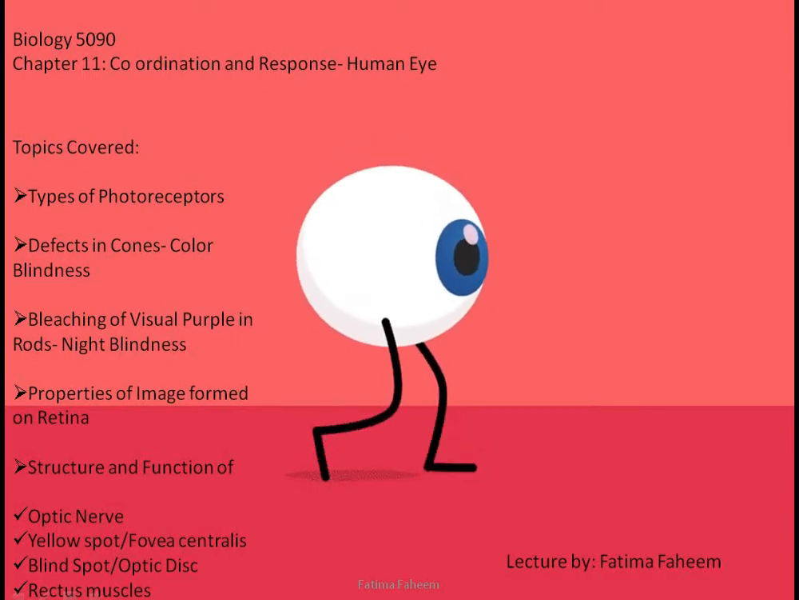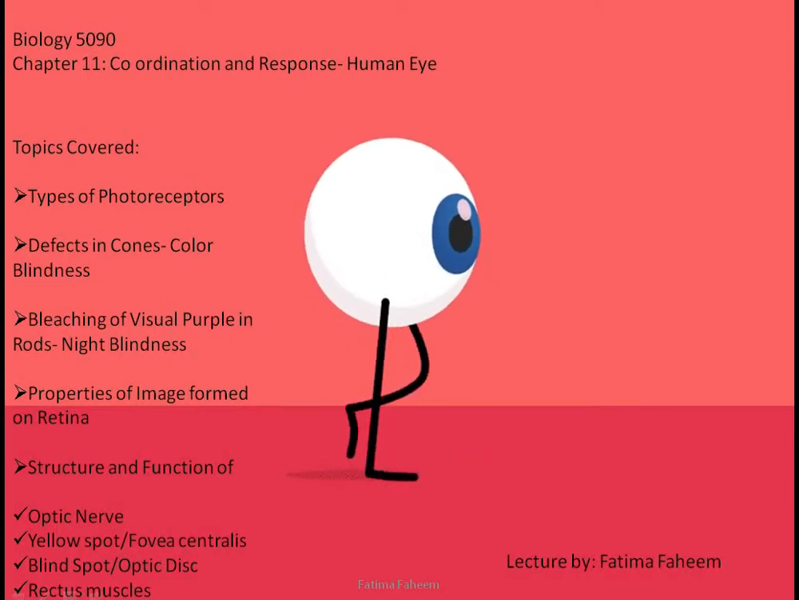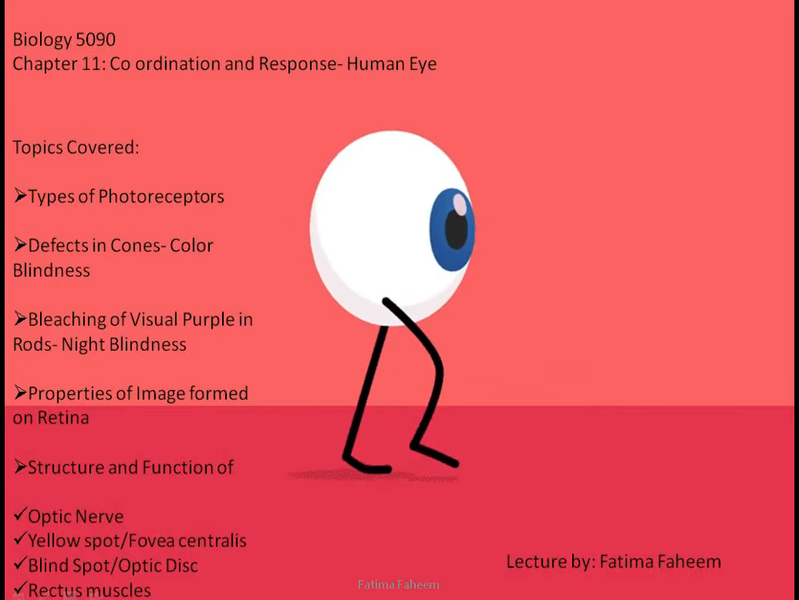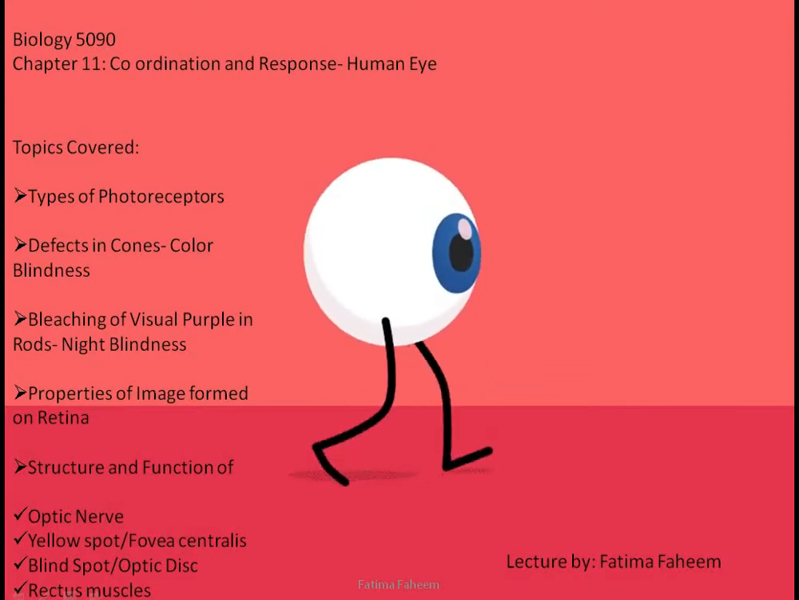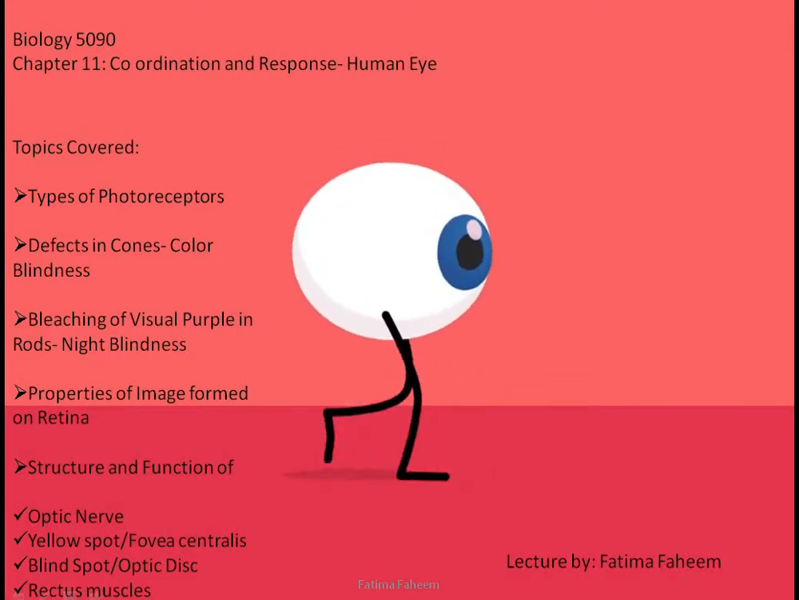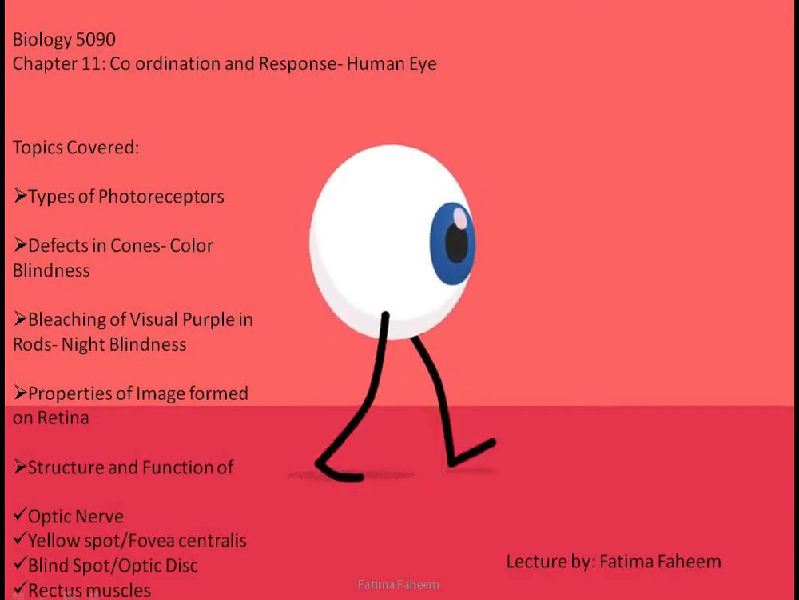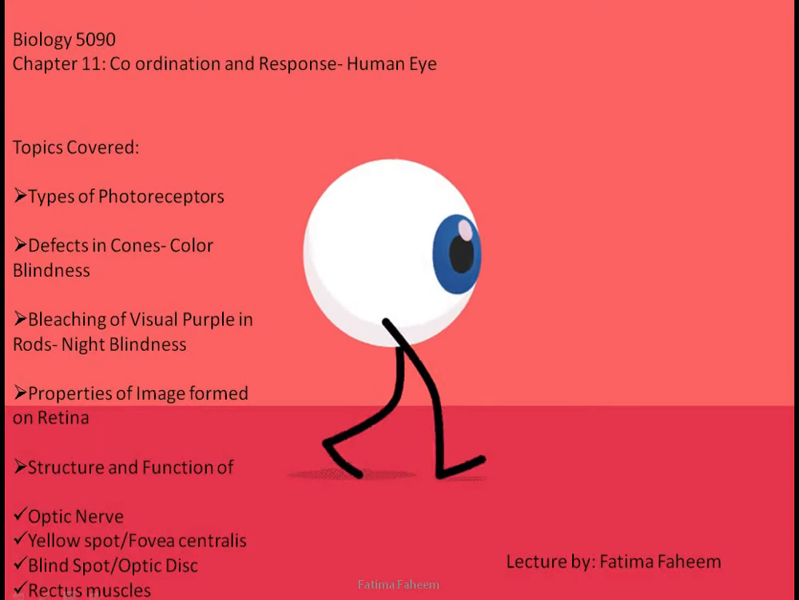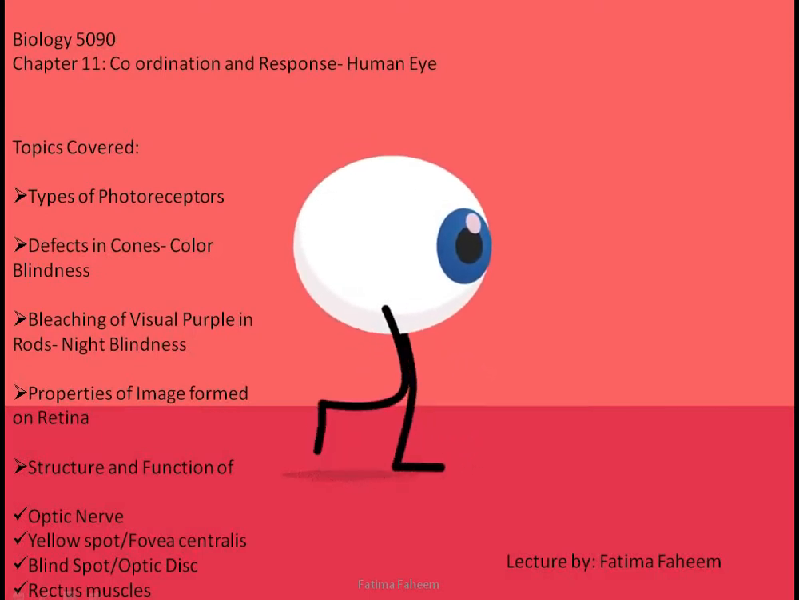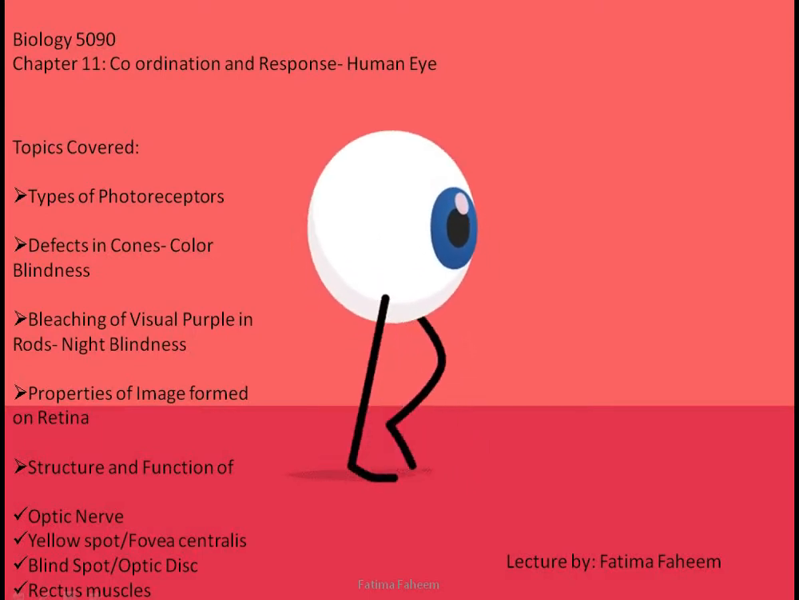We will see what causes color blindness. You will see that it is caused by defects in cones. We will see what night blindness is. As you know, visual purple is present in rods, bleaching of which leads to night blindness. And we will see its detail in our later slides.